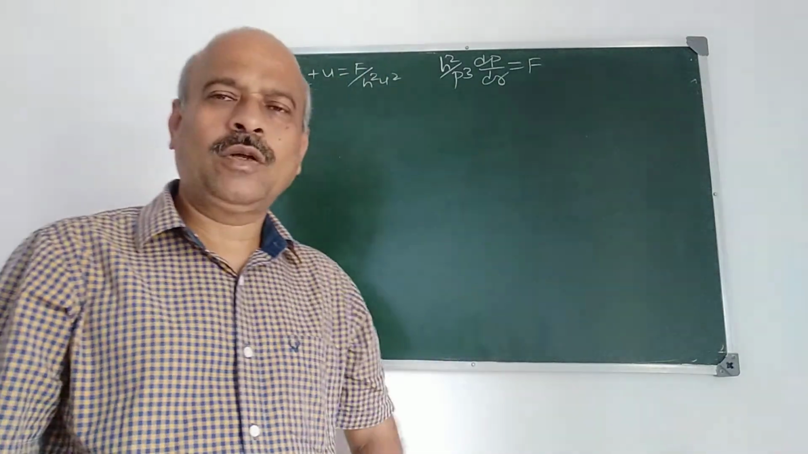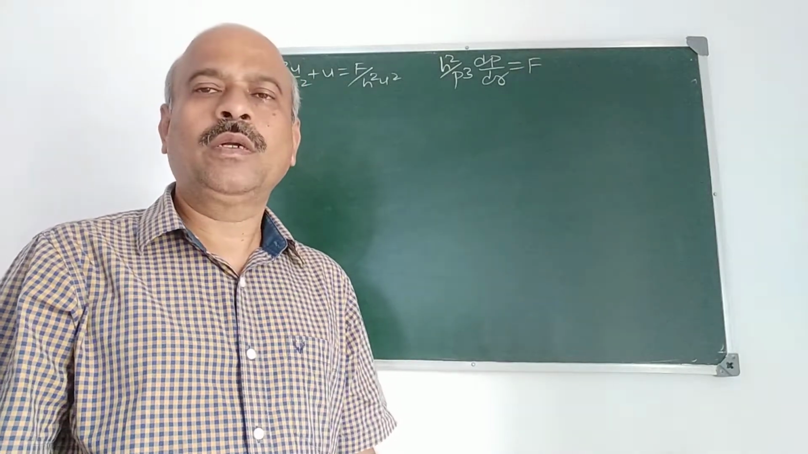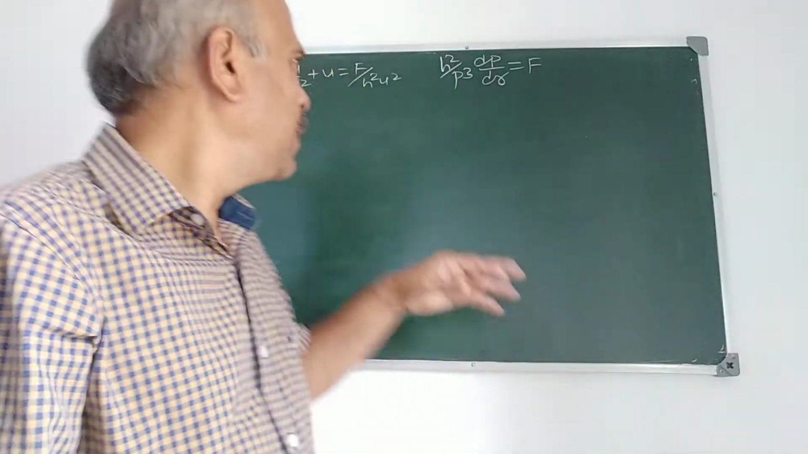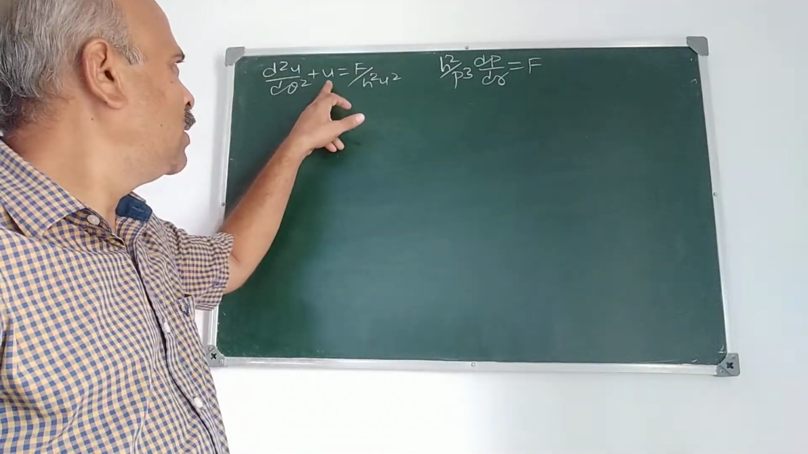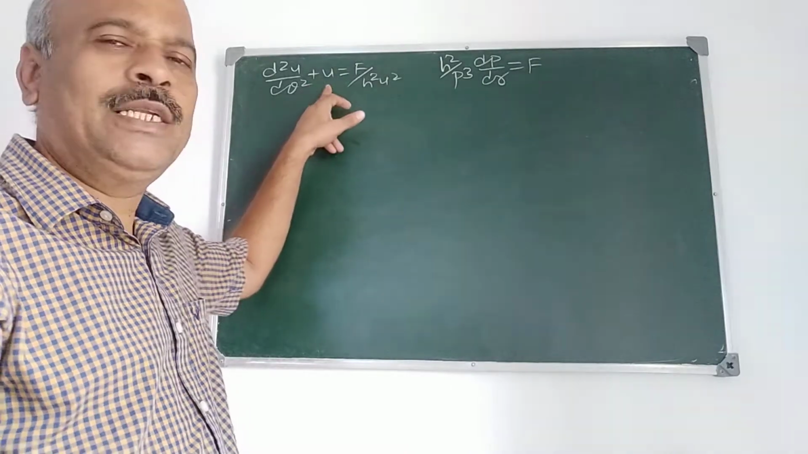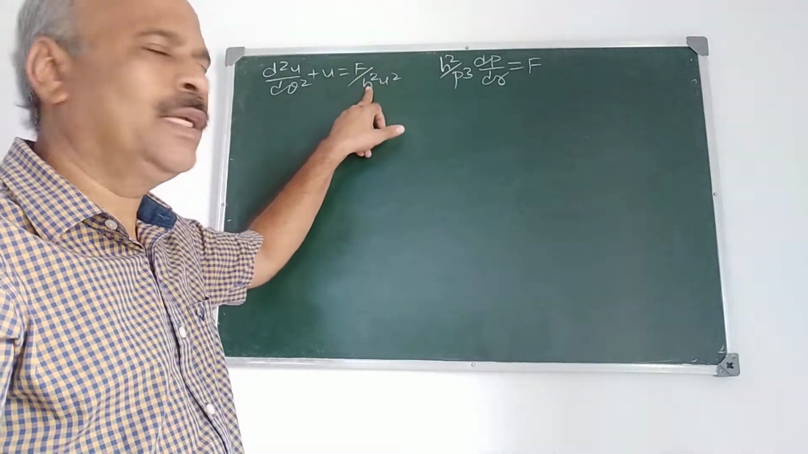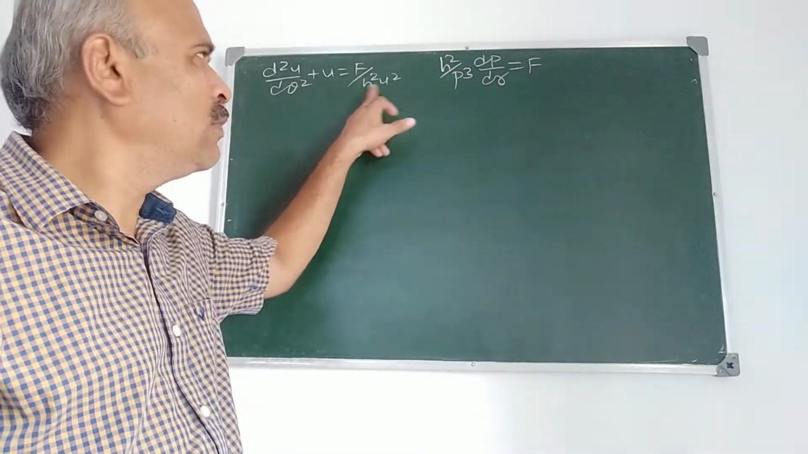In this video I solve some more examples on central orbits. The two important things are, first, the differential equation of the central orbit in the polar form: d2u by d theta square plus u is f by h square u square. H is constant, u is 1 upon r here. This is the polar equation.